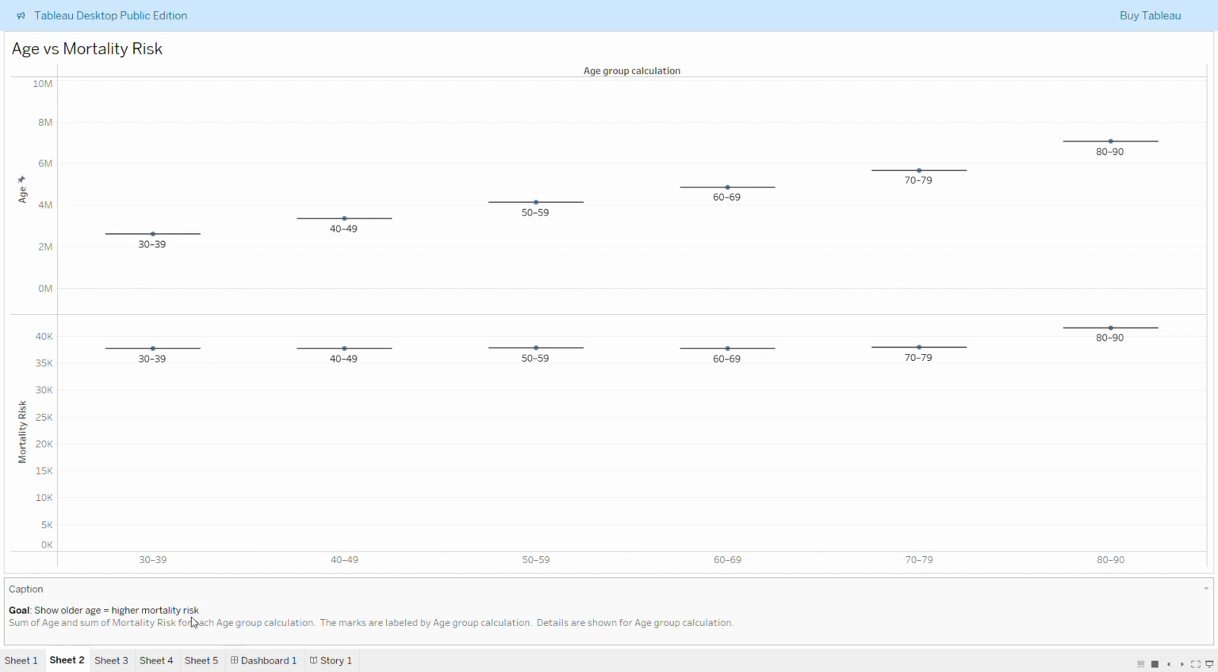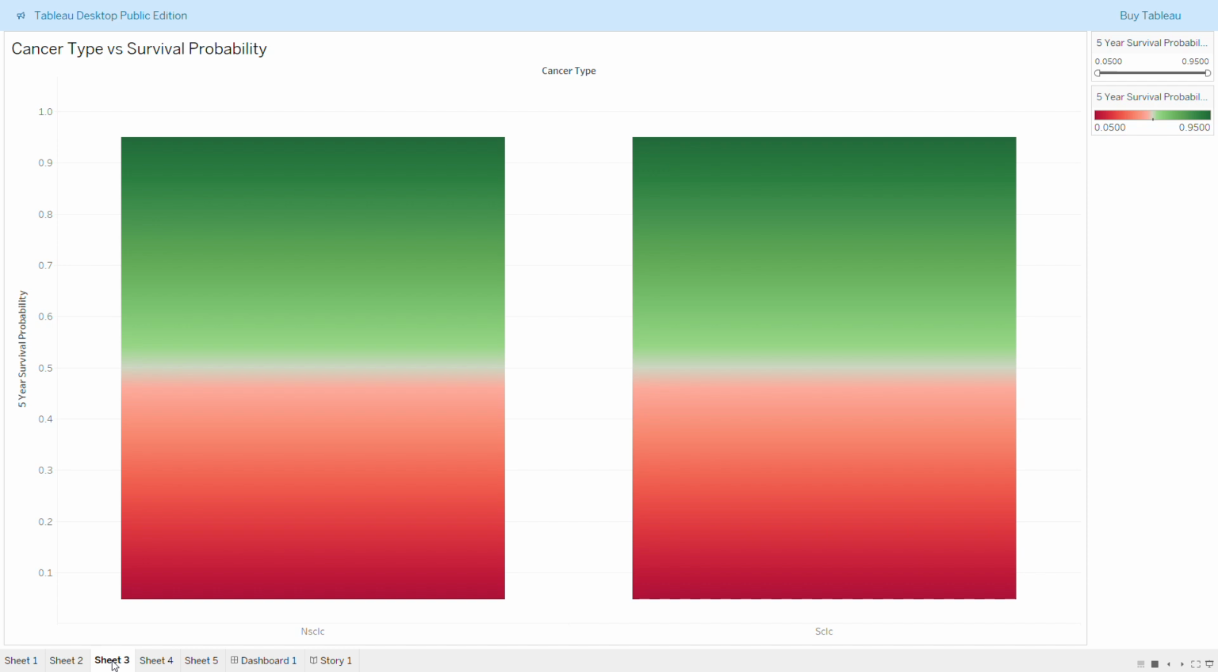So next let's dive into the third sheet, where we can look at the distribution of lung cancer type, that is NSCLC and SCLC, which means non-small cell lung cancer and small cell lung cancer. So non-small cell lung cancer accounts for 85% of cases, consistent with global trends.